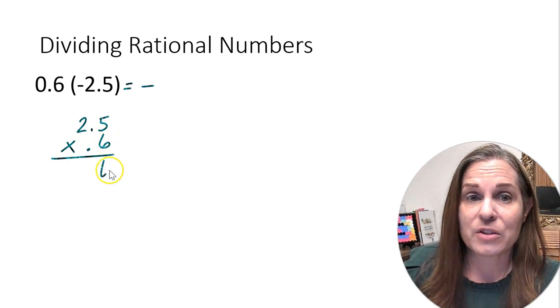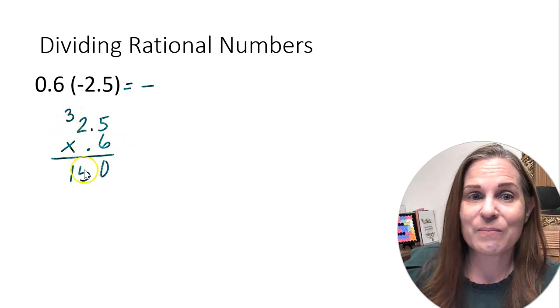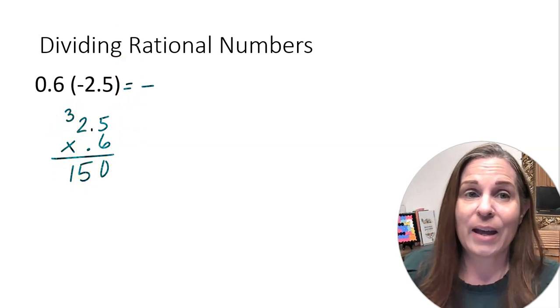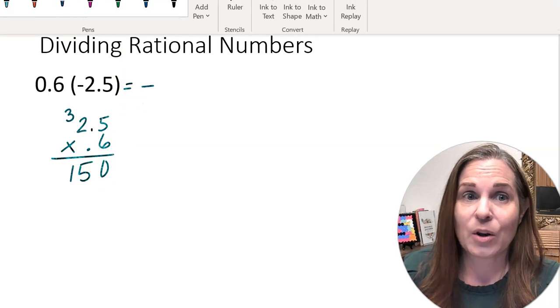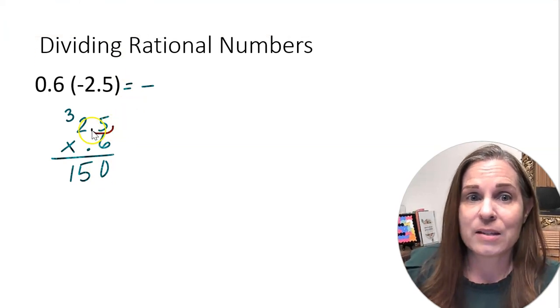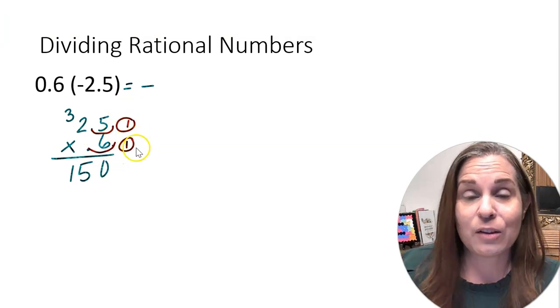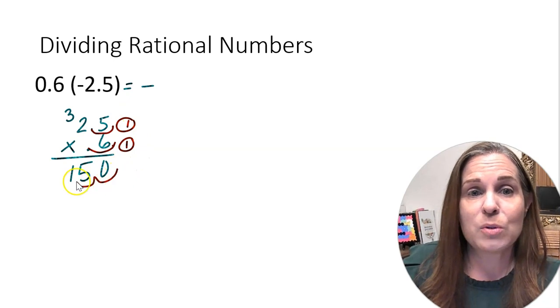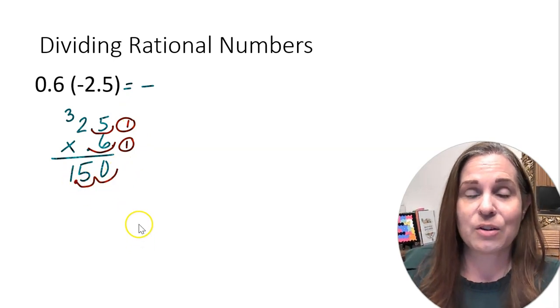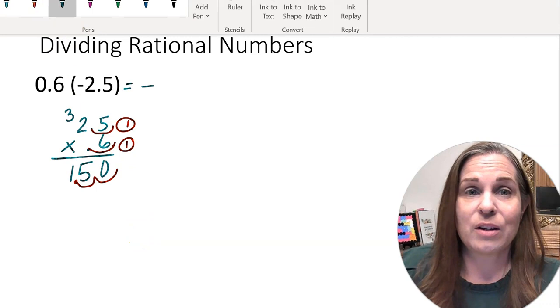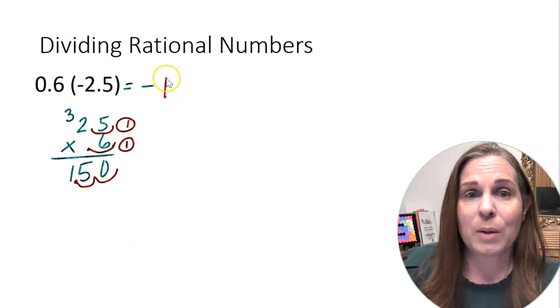So 6 times 5 is 30. 0, carry the 3. 6 times 2 is 12, plus 3 is 15. And then I look at how many decimal places are in my problem. This has 1 decimal place. This is another decimal place, so I've got 1 and another 1. Together, that means I need 2 decimal places in my answer. So my final answer here would be negative 1.5.